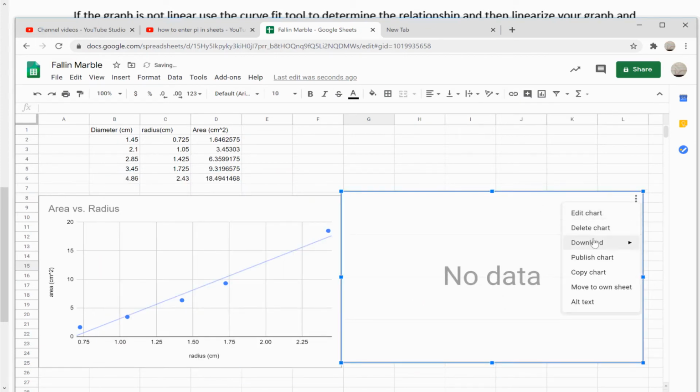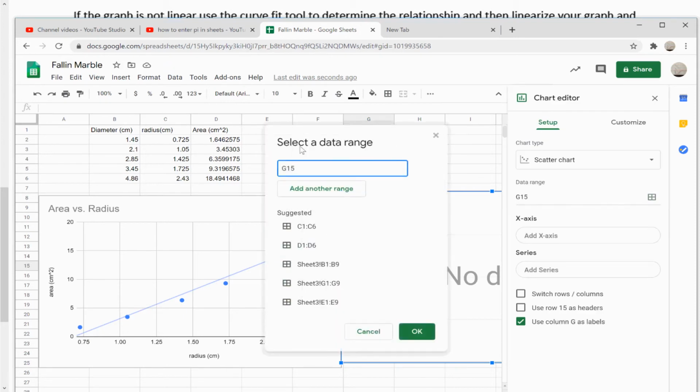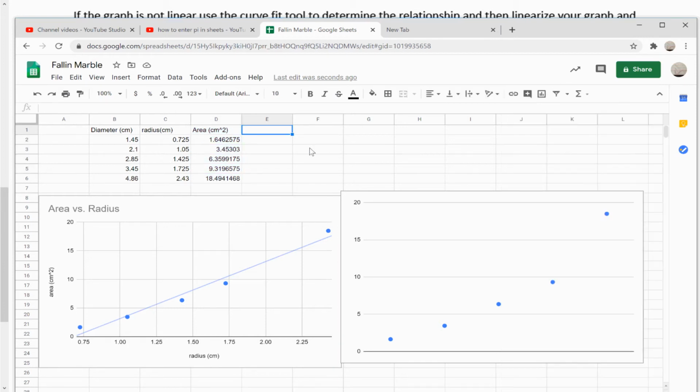So let's go in here, edit chart. I want a graph of area once again on that axis. But you know what? I forgot something. I want to graph radius squared, and I don't have that yet. But the cool thing is, that's an easy fix. Let's just make another column. We don't have to calculate this kind of stuff by hand. So let's do a radius squared column.